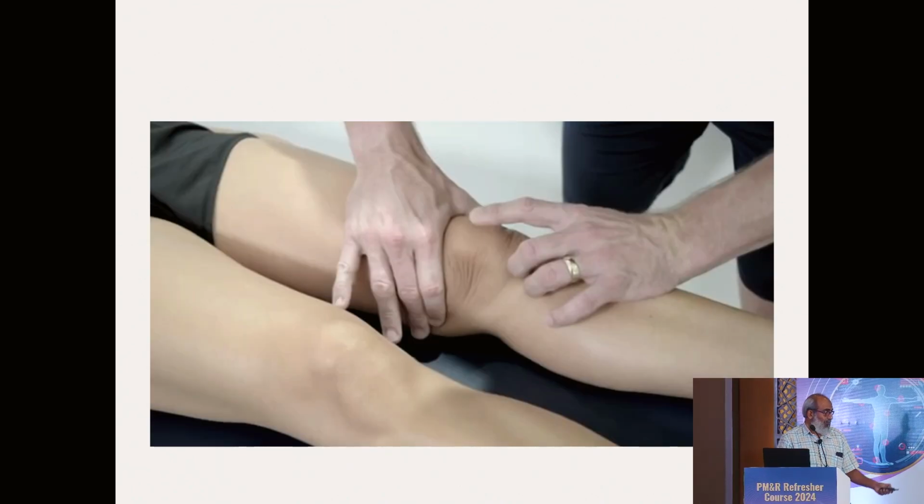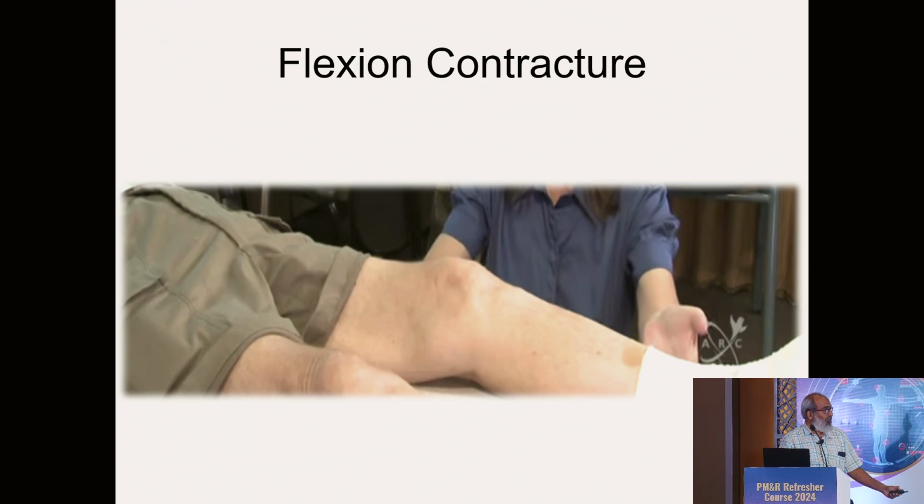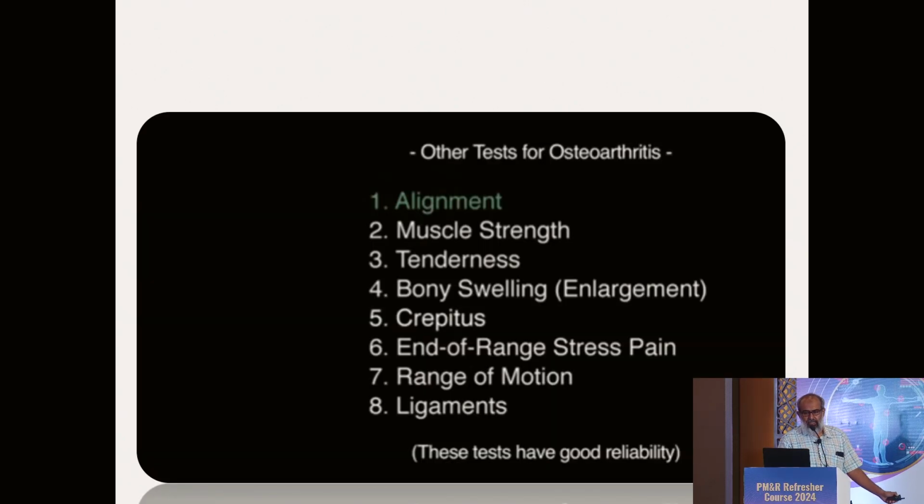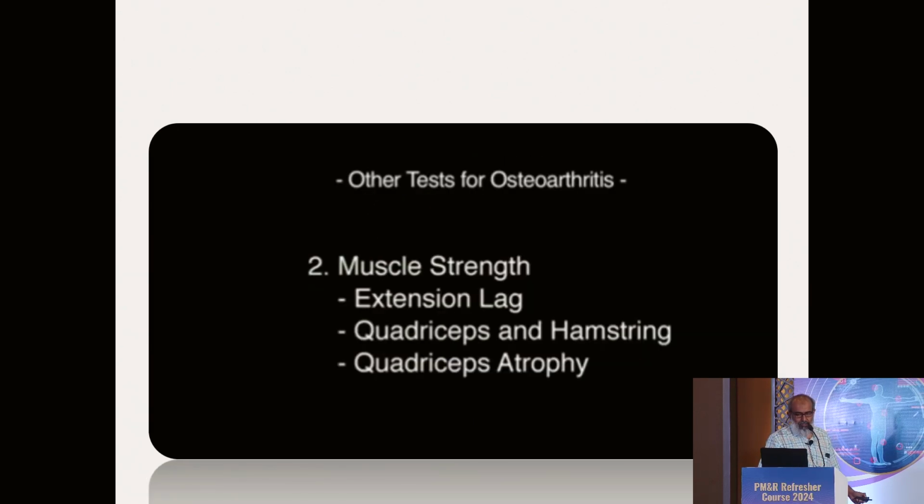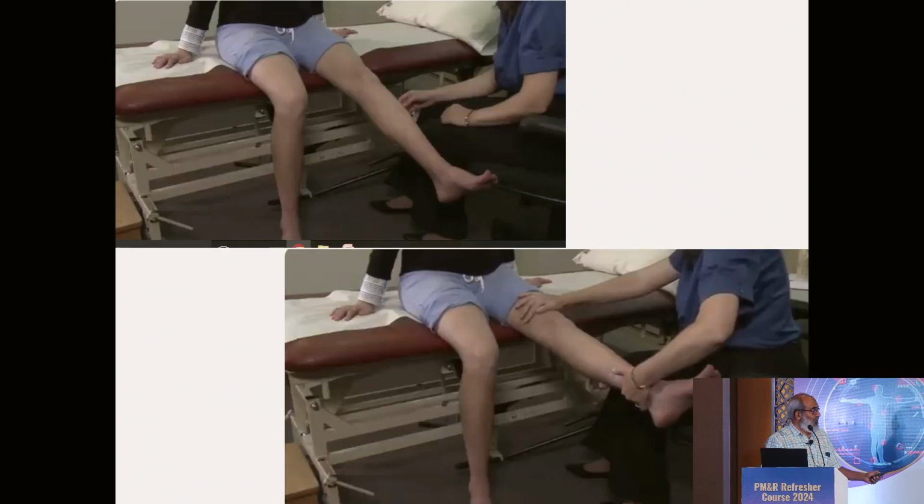Then this is the patellar tap, you know that. Then look for the flexion contracture. Then muscle strength, tenderness, all this we have demonstrated. Bony swelling, crepitus, end of range stress pain, range of movement, and the ligament tests. Then the extension lag, quadriceps anterior power, and the quadriceps atrophy. All these are for osteoarthritis. The extension lag is when you have a full passive extension and the active extension is less.